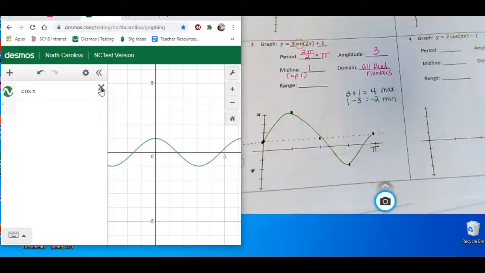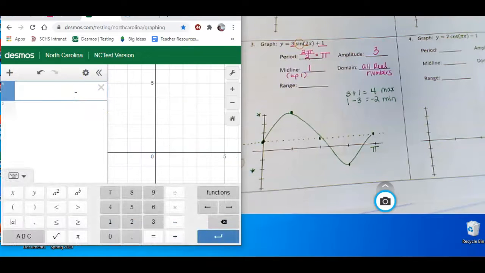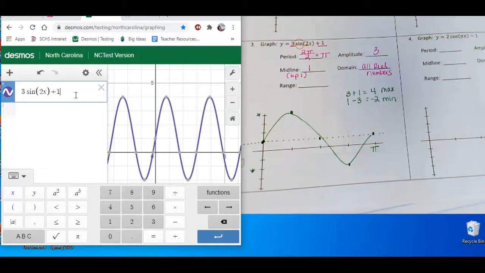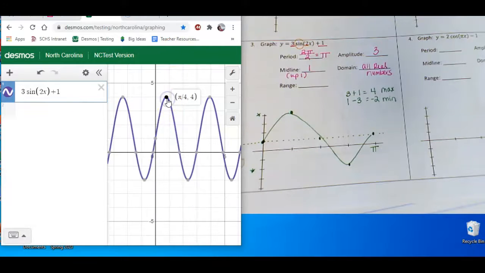Now, as long as you remember to be in radians, I can graph it. I can find the maximum is 4. I can find the minimum is -2. I could see it starts at 1, so that's the midline. And if I could figure out where it was at 1, I might could figure out what the period was. But really, for the period, you just do 2 pi divided by the coefficient. But there's the graph. The graph you can get from Desmos if you want to.